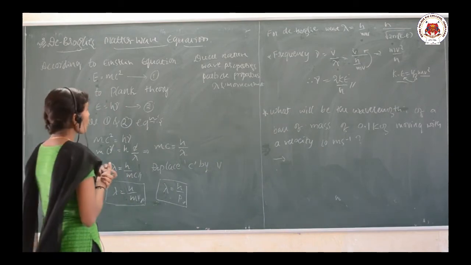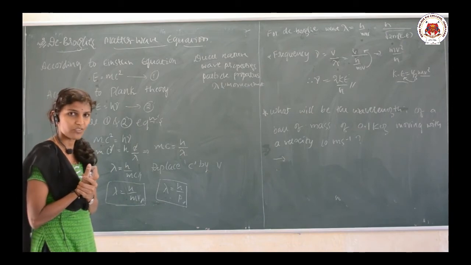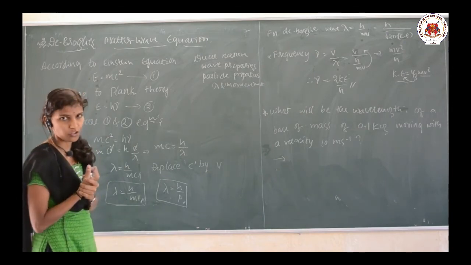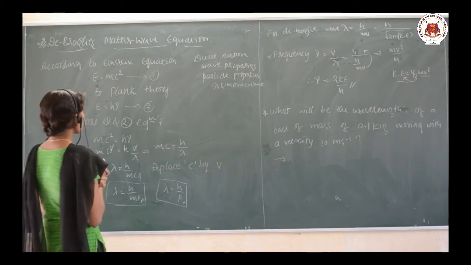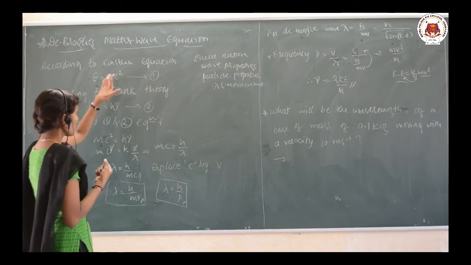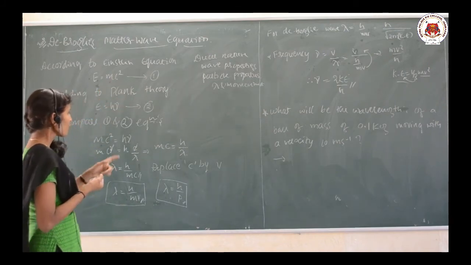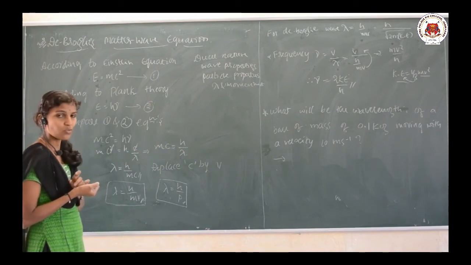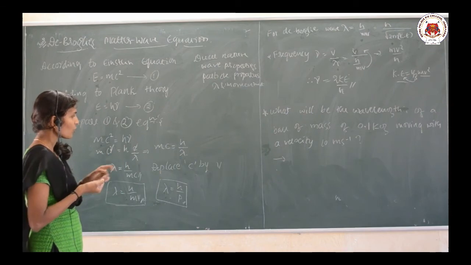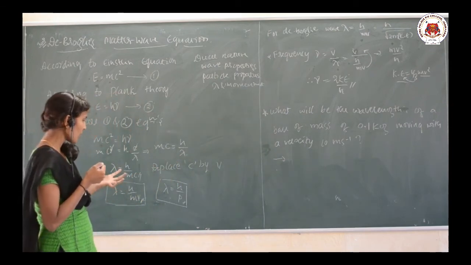So, how is it derived? According to Einstein's equation, E is equal to mc square, and according to Planck's theory, E is equal to h nu. In both cases, the energy is the same. So, I will equate these two terms: mc square is equal to h nu, since we know that nu is equal to c by lambda. Substitute, cancel the c term, and you are going to get mc is equal to h upon lambda, and separating out lambda, lambda is equal to h upon mc.